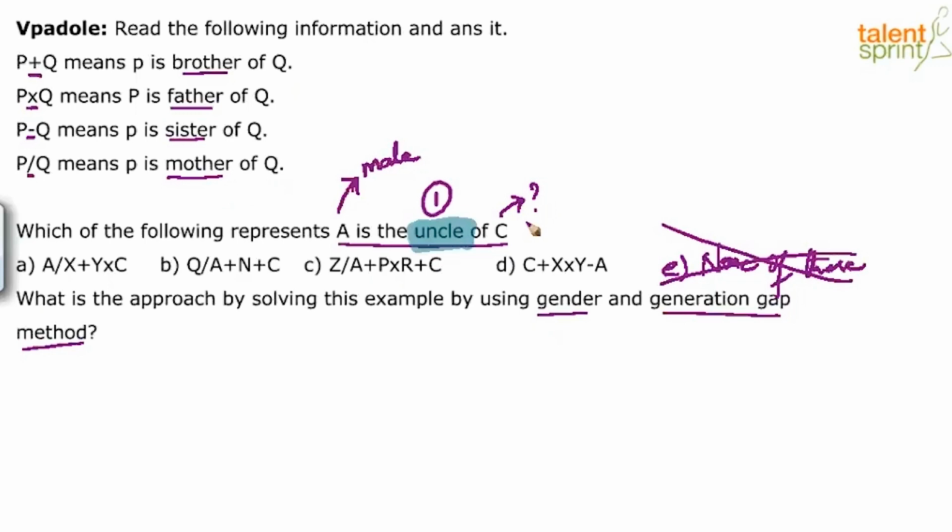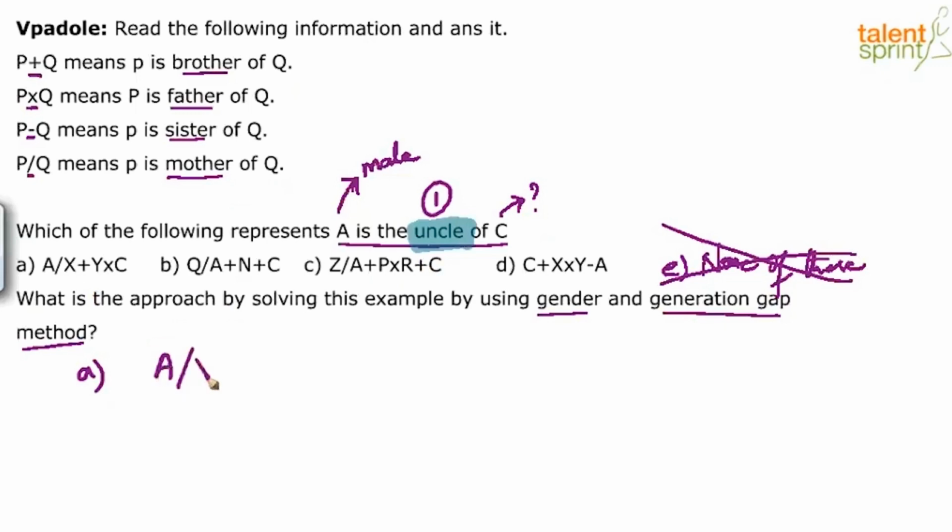So these are the 2 things that we need to focus on. 1, that A should be a male person. 2, that the generation gap between A and C is to be 1. So that's it. Gender of A has to be male. Generation gap has to be 1. Let's verify this using the options. Like for example, option A. I'm rewriting it here so that I can do the verification, right?